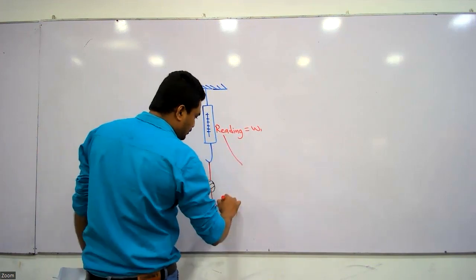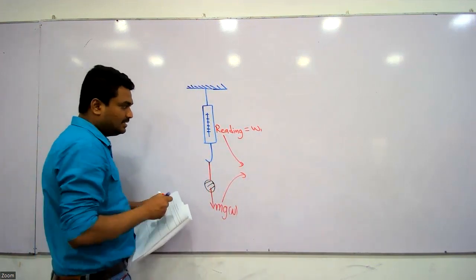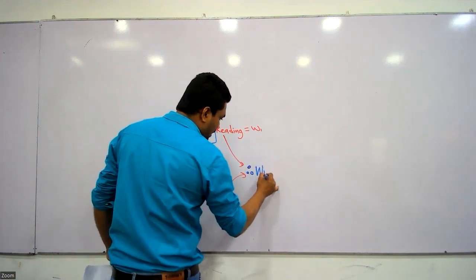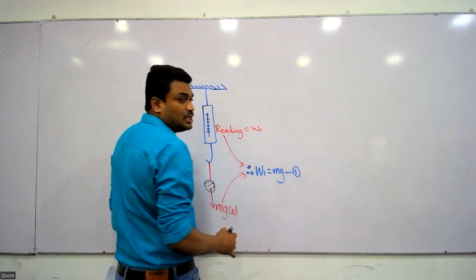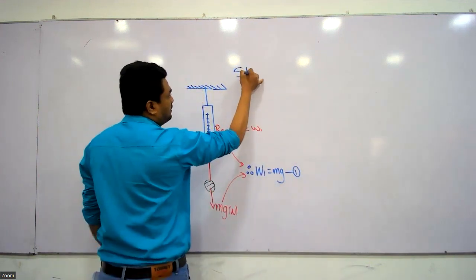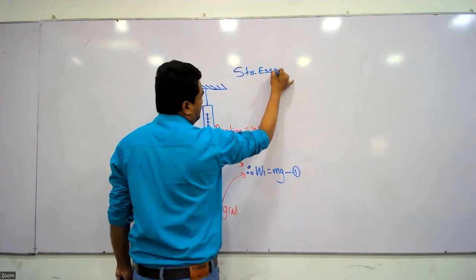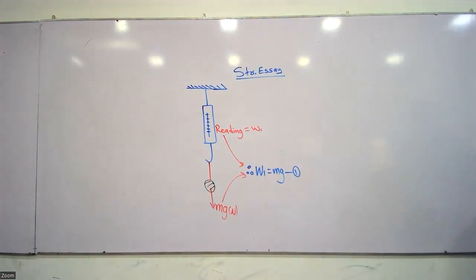So from these two, I can use arrows and say, therefore, W1 equals mg. First equation. Draw this figure here. This is the first thing that the student has done.